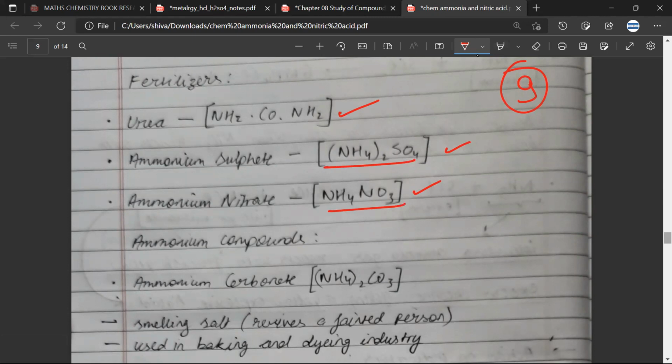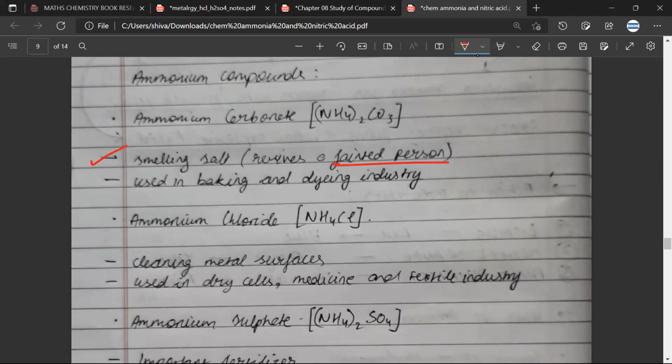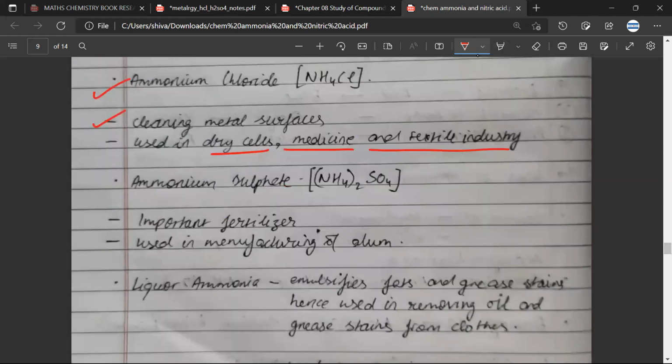And then we move on to ammonium compounds. So ammonium carbonate is used in smelling salt, revives a fainted person, and it is used in baking and dyeing industry. Now what about ammonium chloride? It is used in cleaning metal surfaces and used in dry cells, medicines, and textile industry. And finally, what about ammonium sulfate? It is an important fertilizer and used in manufacturing of alum.